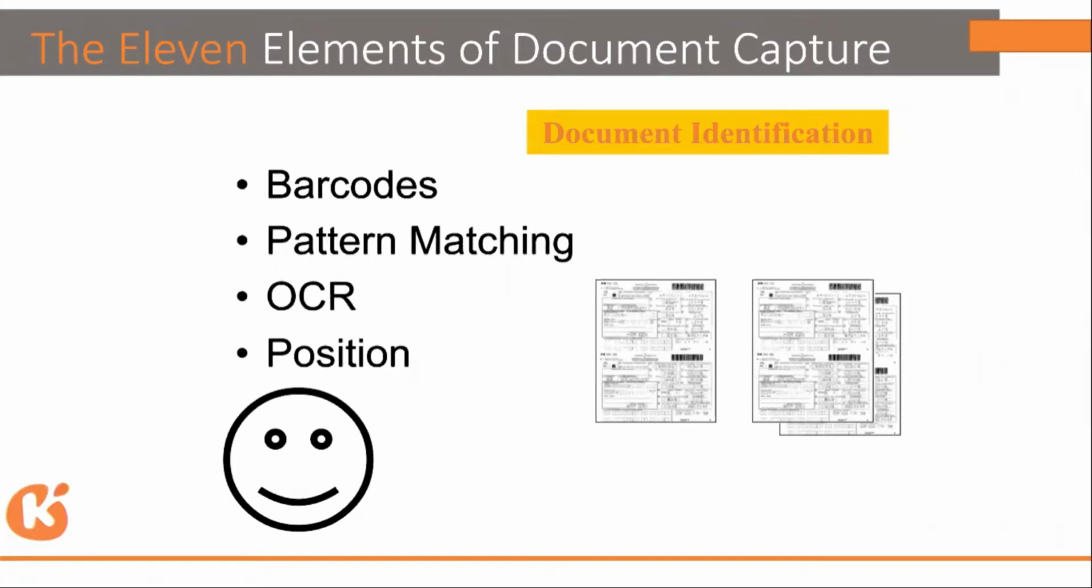OCR is optical character recognition, which we are doing in DataCap. For machine printing, it is OCR. For handwriting, it is ICR. Handwritten is ICR, but for handwritten and even scanned, we are using OMR. Then position also matters, in which position something is there.